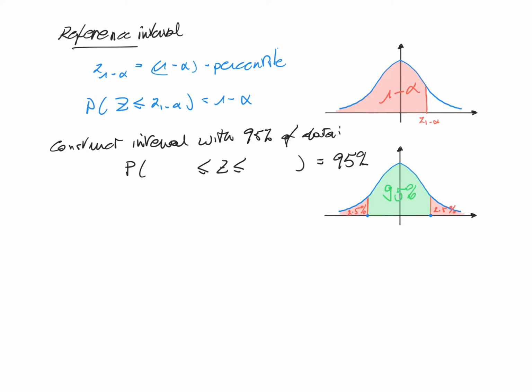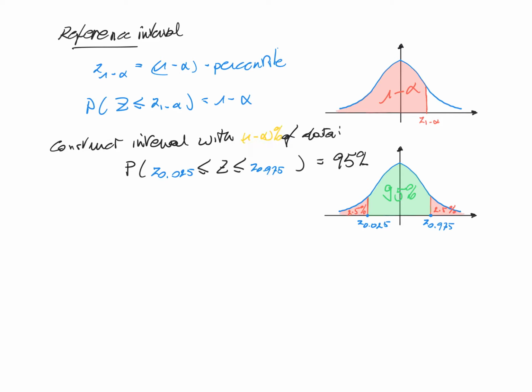The left one is the easiest. We know that 2.5% of the data lies to the left of this point. And so this is nothing else than the 2.5 percentile, z_{0.025}. For the right endpoint, we can make a similar reasoning. If we look at this point, we see that 97.5% of all the data lies to the left, and so this is nothing else than the 97.5 percentile, z_{0.975}.